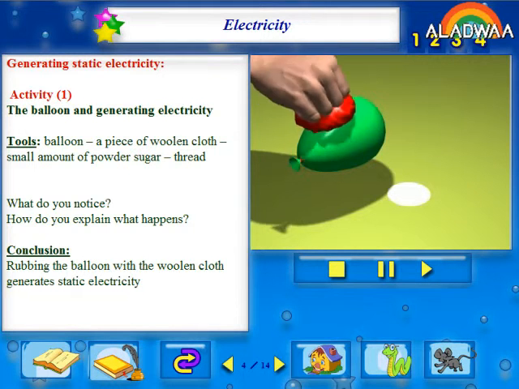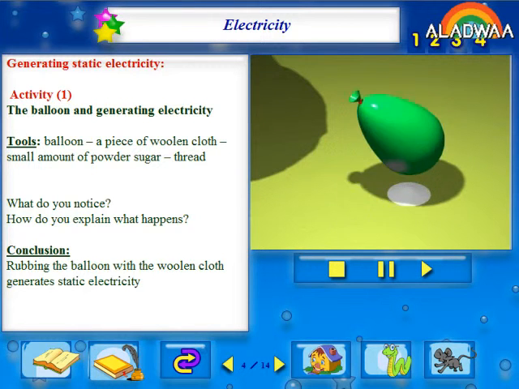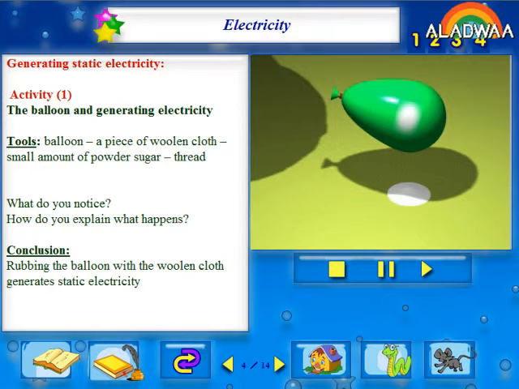Steps. Blow the balloon and tie its opening by the thread. Rub the balloon by the woolen cloth. Approach the balloon to the sugar. What do you notice? How do you explain what happens?